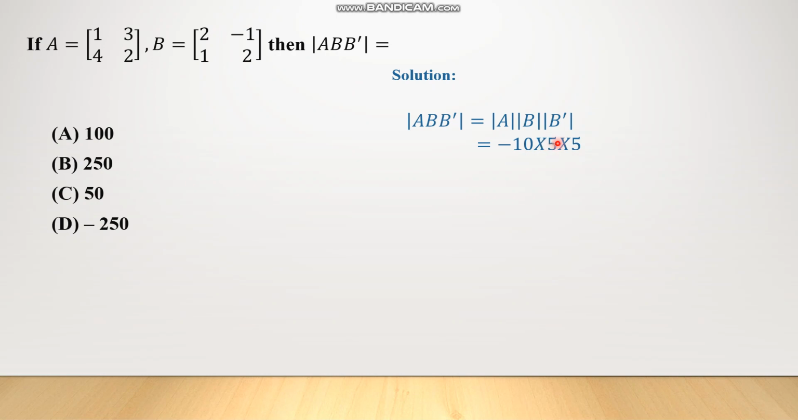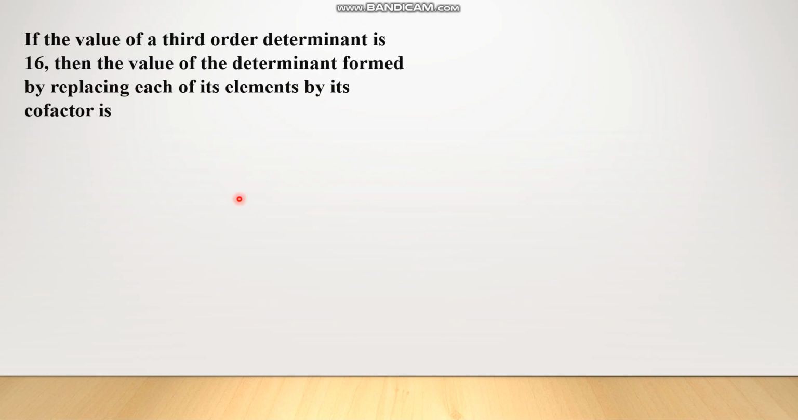And we know that the determinant of the transpose and the determinant of the matrix both are the same. So, that is also 5. So, when you multiply, you get the answer as minus 250. So, that's the answer. Option D, minus 250. So, this is an easy question if you just know the property. Moving to the next question.